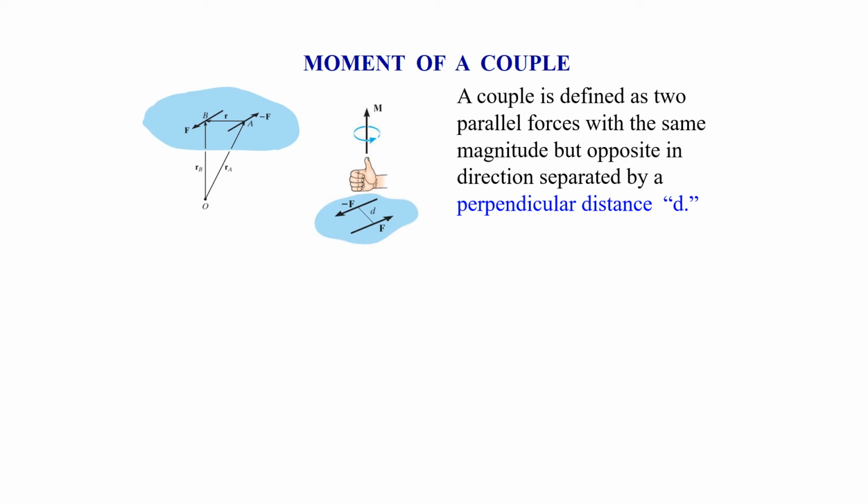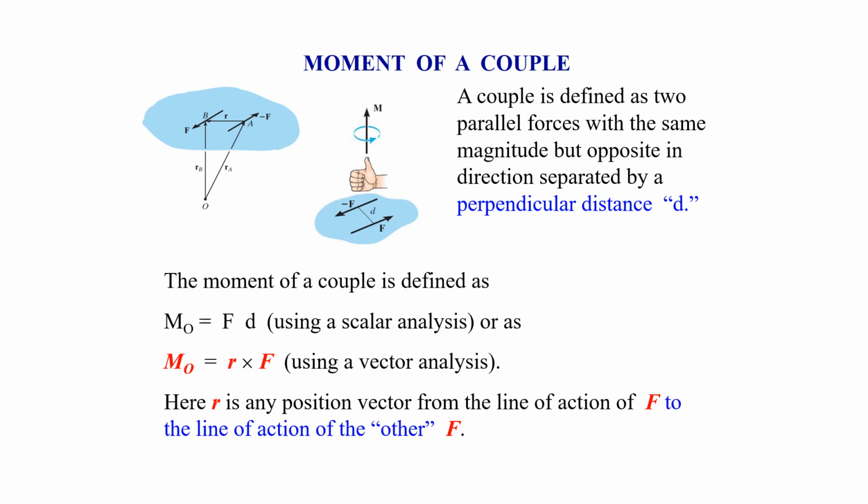A couple is defined as 2 parallel forces with the same magnitude but opposite direction that's separated by what we'll call a perpendicular distance d. So that's what a couple is. The moment of the couple is defined then as the magnitude of the individual forces. Remember, both have the same magnitude but opposite direction, but the magnitude without direction times d, that separation distance, gives us a scalar version of what moment that couple produces.